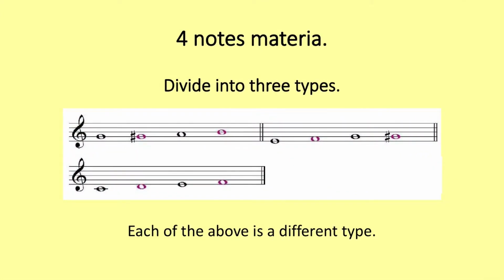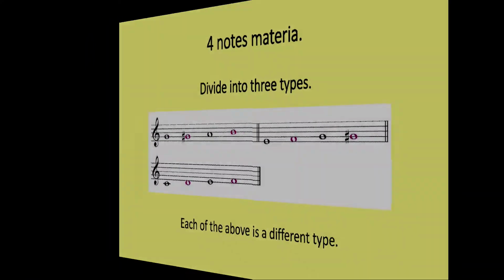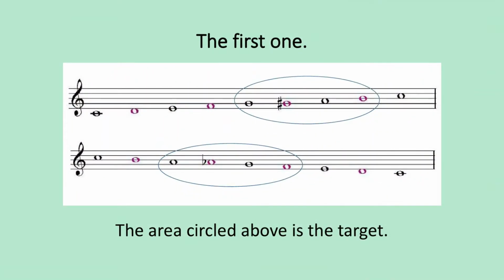4 notes materia. Divide into 3 types. Each of the above is a different type. First one. The area circled above is the target.